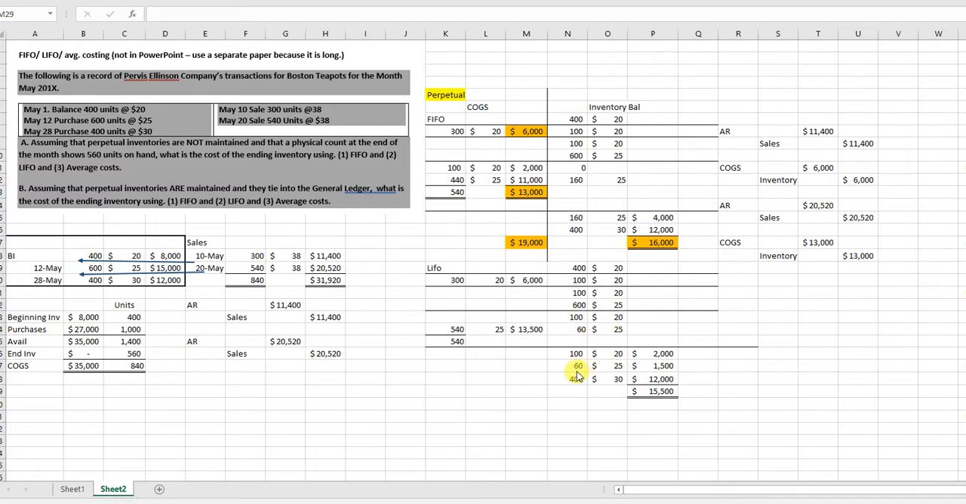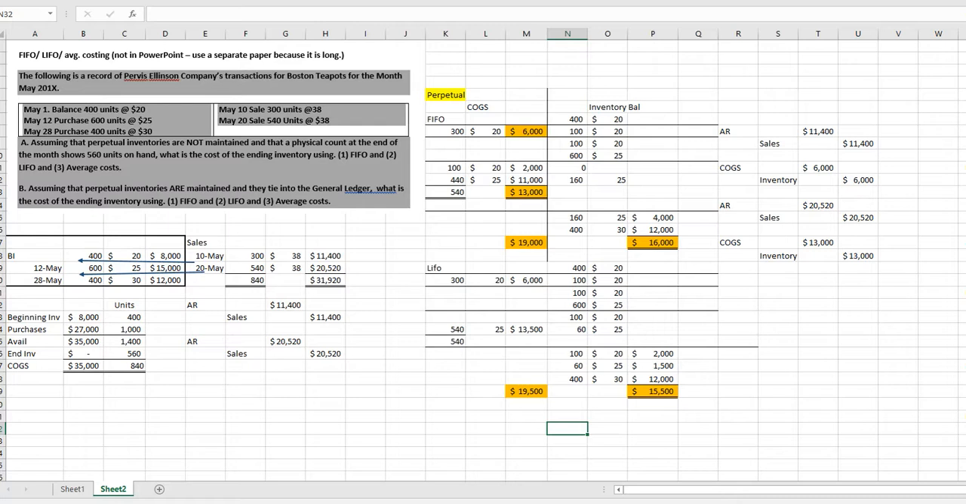I have my 100 at 20 still. I have 60 at 25. And I purchased an additional 400 at 30. I multiply those out. So my ending inventory is 15,500. So under LIFO, my ending inventory is 15,500 as opposed to 16,000 under FIFO. Why? Because I have the older, cheaper ones in inventory. And my cost of goods sold is 6,000 plus 13,500, so for a total of 19,500. And so my cost of goods sold is more because I'm drawing off of the more expensive ones as I sold those. So notice the difference.